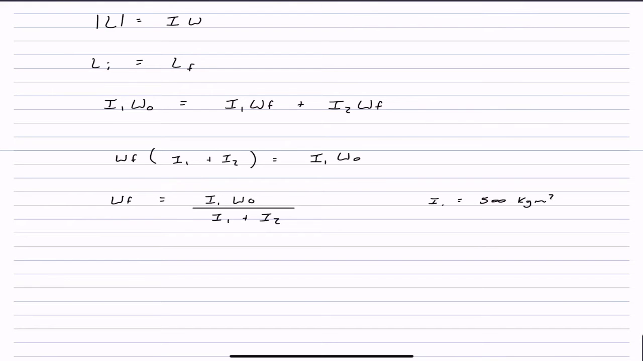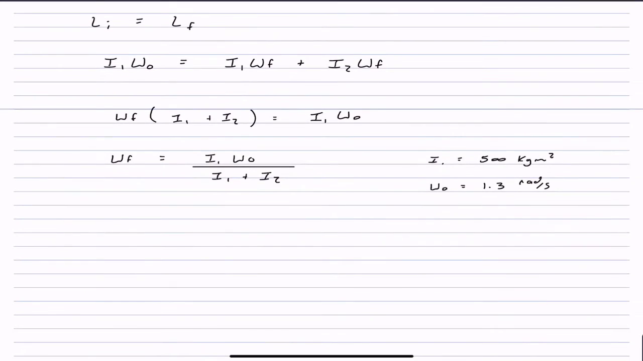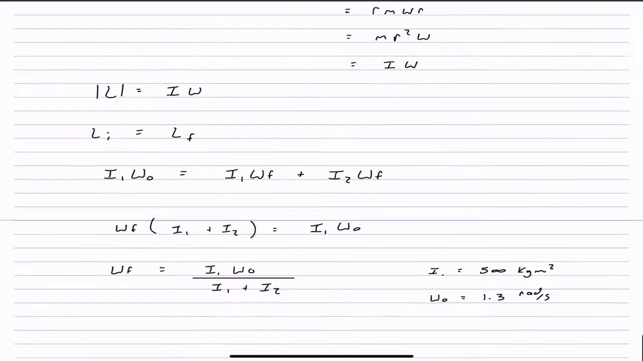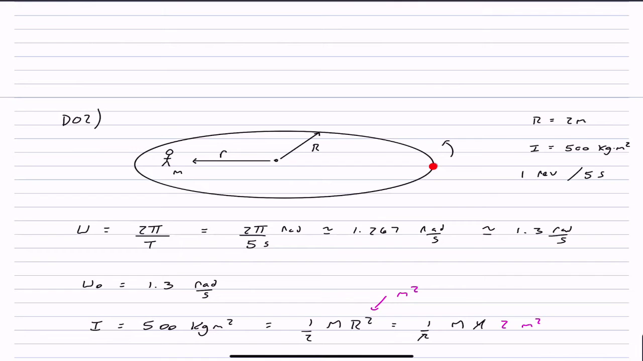So remember, I1 is the moment of inertia for the disk, and I1 is equal to 500 kilograms meters squared. Omega naught we found out was equal to about 1.3 radians per second. We figured that out earlier. I2, that's for the child, which we're modeling as a point particle on the edge of the disk, right? So it's just a point particle on the edge of the disk spinning around the axis.